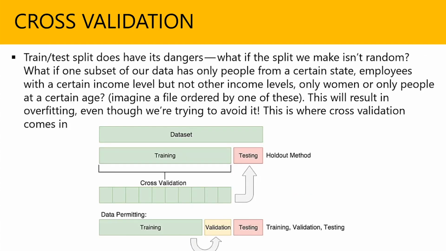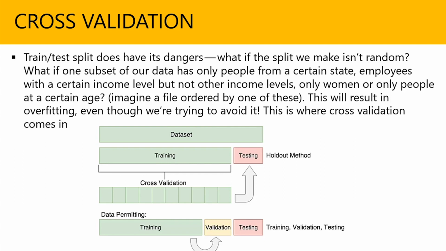Cross-validation. The training and test split does have its cautionary dangers, so you need to be wary of certain things. And what are those? Simply, what if the split we make isn't random? Once again, we've not shuffled properly, so it's not random.